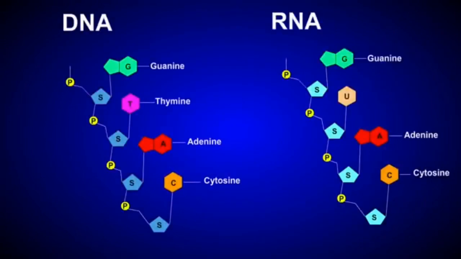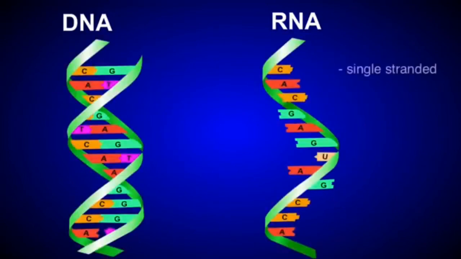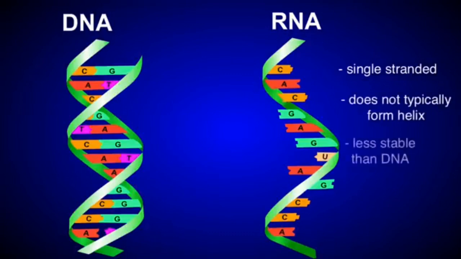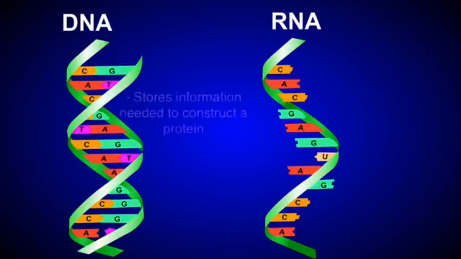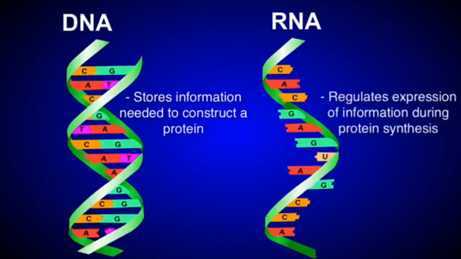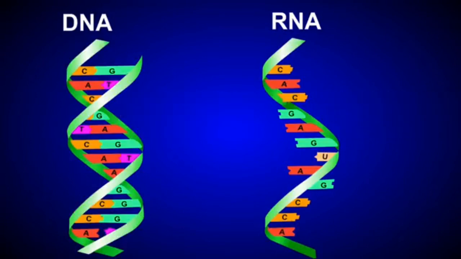RNA differs from DNA in that it contains the sugar ribose instead of deoxyribose and the nitrogenous base uracil instead of thymine. Also, RNA is usually single-stranded and does not typically form a helix. Because of this, it is less stable than DNA and is usually more temporary. While DNA stores the information that is needed to construct a protein, RNA functions in regulating the expression of this information in the protein synthesis process. Not all nucleic acids are involved in information processing in the cell. ATP.